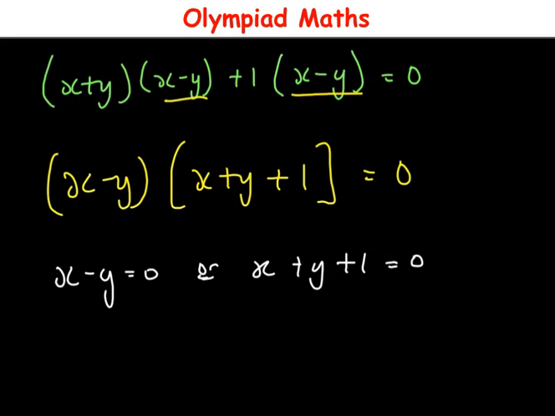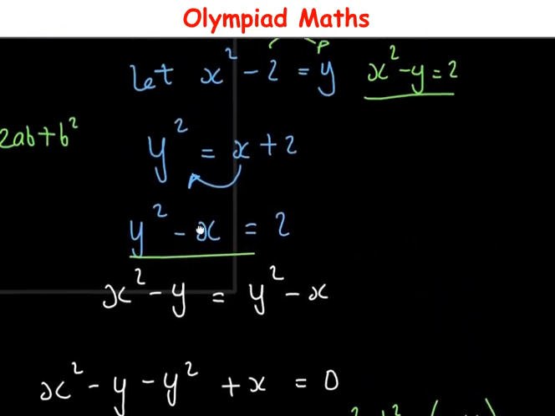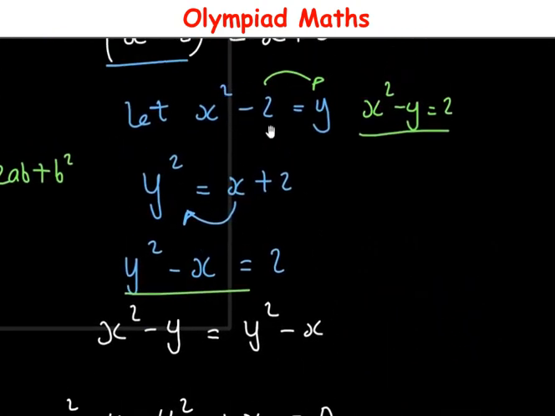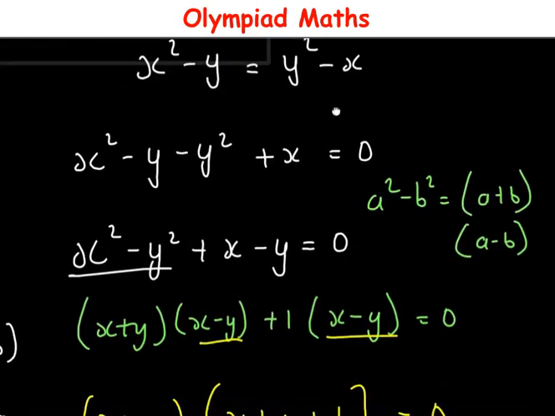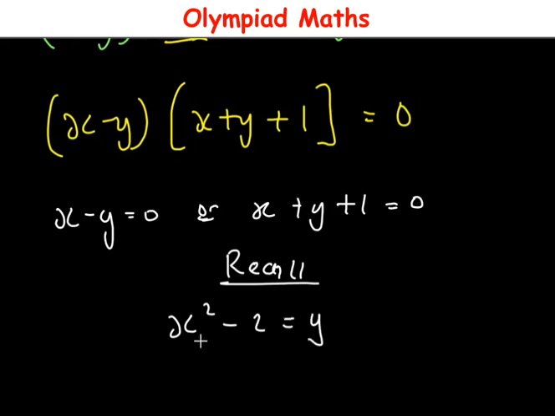Okay, so recall that from here we said let x squared minus 2 equals y. So recall, right here, that x squared minus 2 equals y. So input the value of y into this equation.